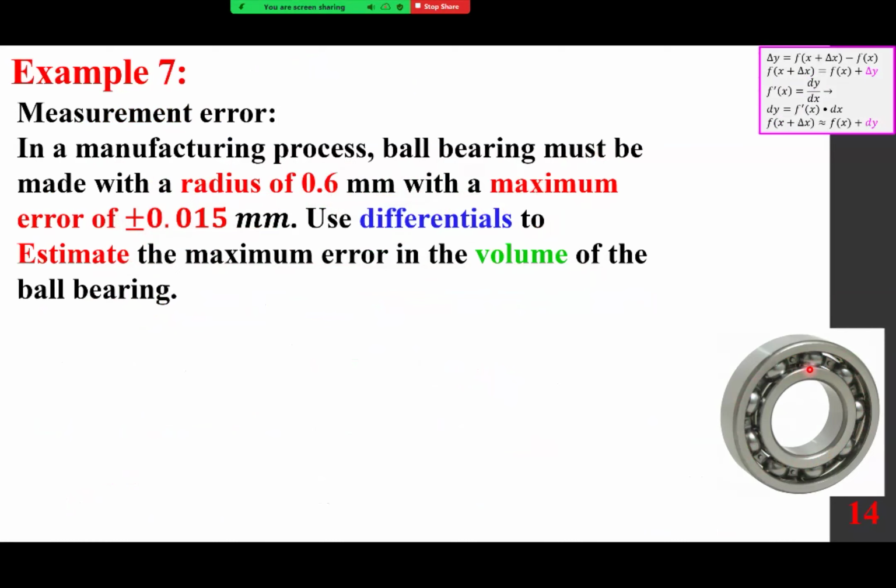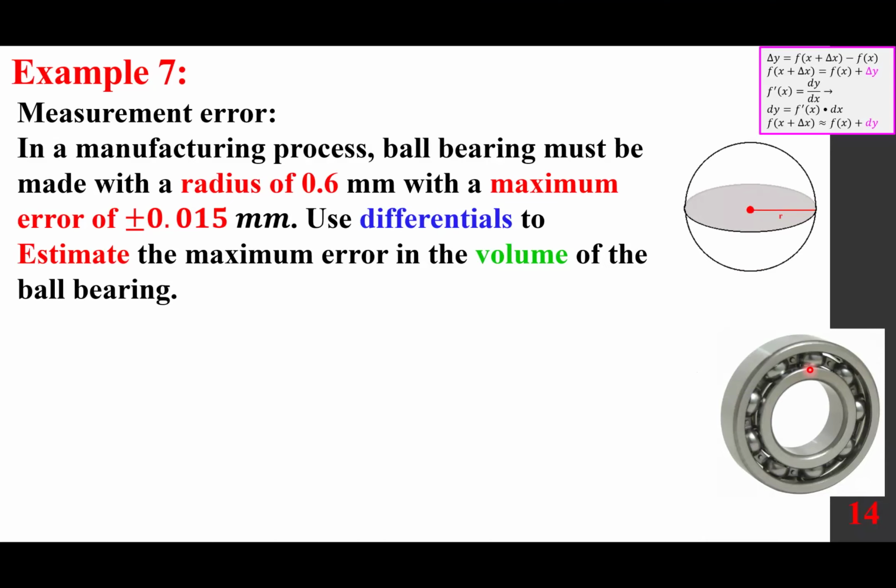They are in the shape of a sphere, and the volume versus the radius has the formula V equals 4/3 pi r cubed, as we've seen before. What it says is that the radius is supposed to be 0.6. However, if it's smaller by this much, subtracting this gives 0.585 millimeters, a smaller ball bearing. It still works, but if it's smaller than that, it will fall off.